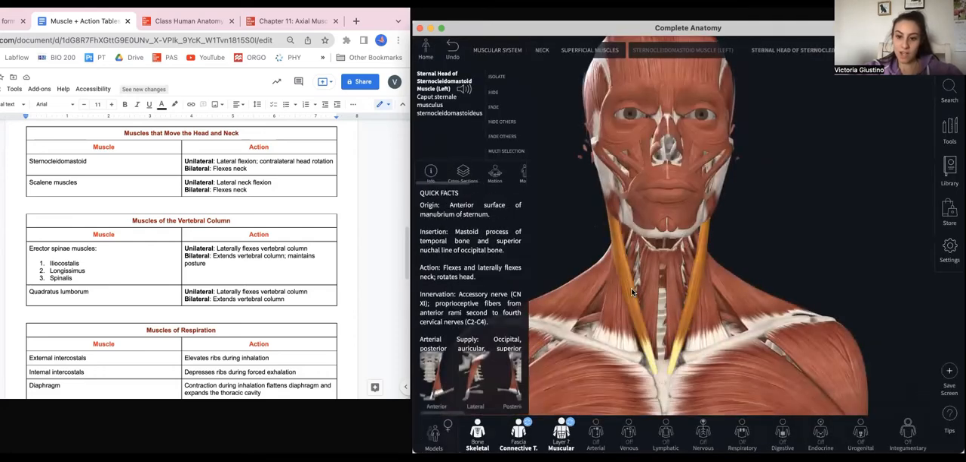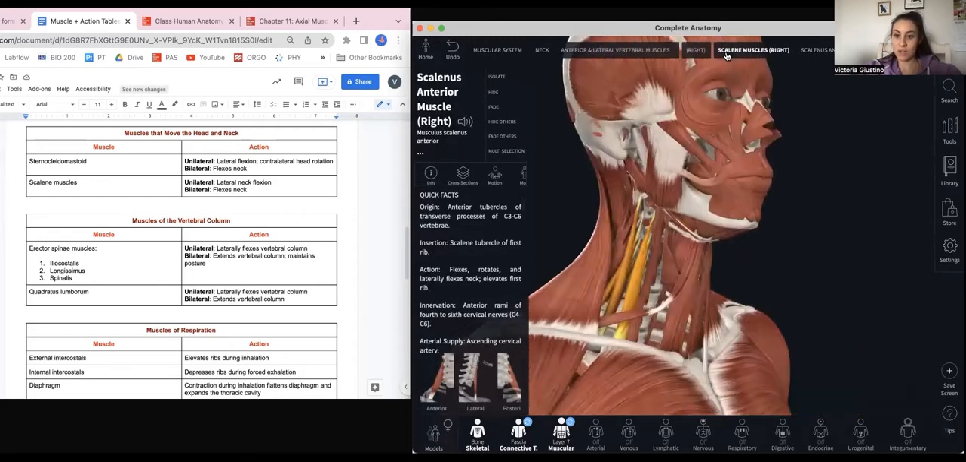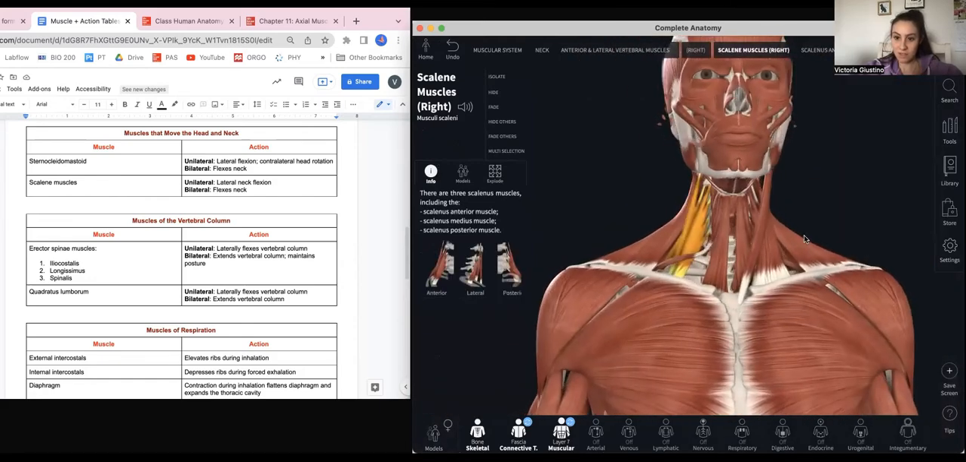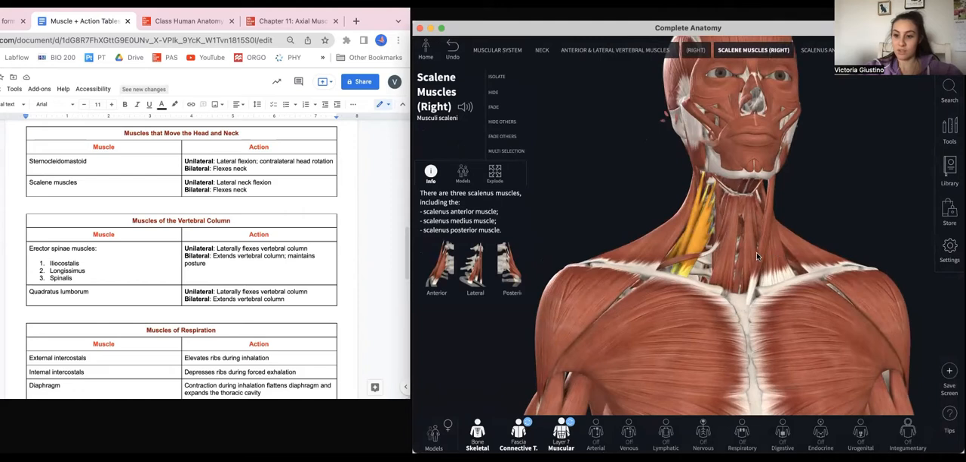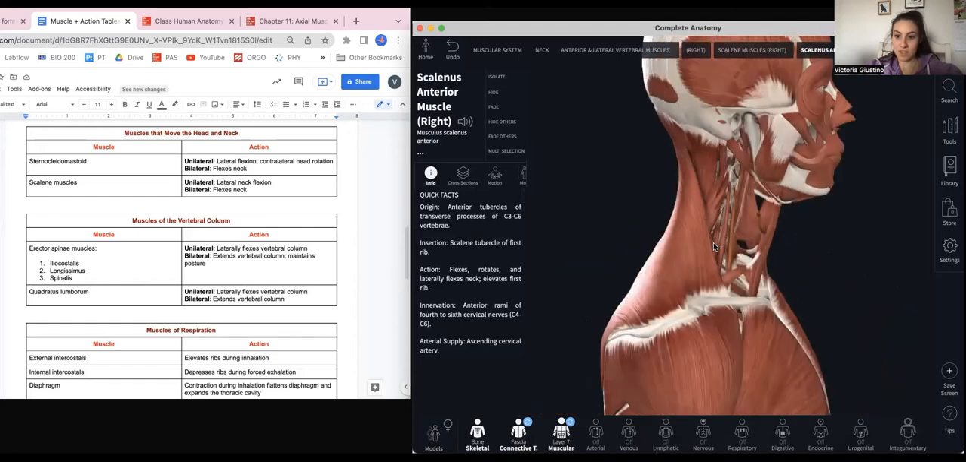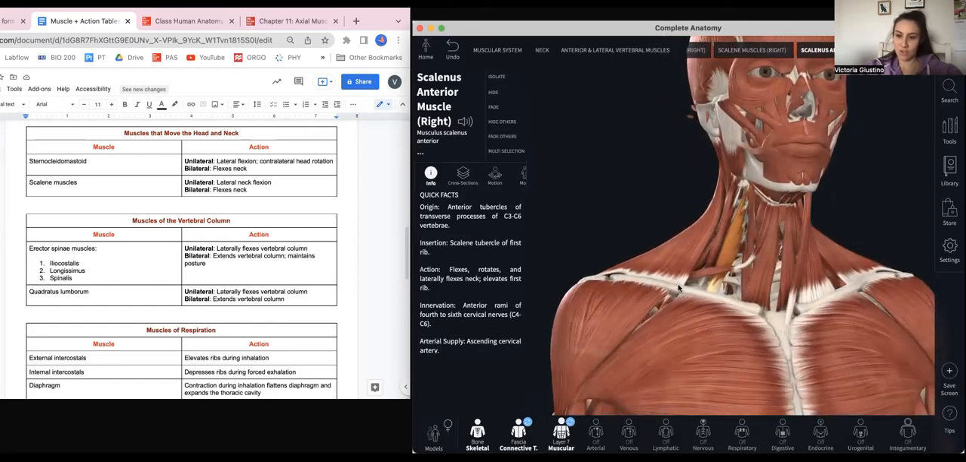And then I'm just going to hide the sternocleidomastoid because just deep to the sternocleidomastoid are going to be your scalene muscles. So here are your right scalene muscles, and then again they would be just deep to your left sternocleidomastoid over here. So your scalene muscles here, as you can see, they're going to originate on your transverse processes of your cervical vertebrae up here, and then they're going to insert onto your first rib, or your ribs in general.